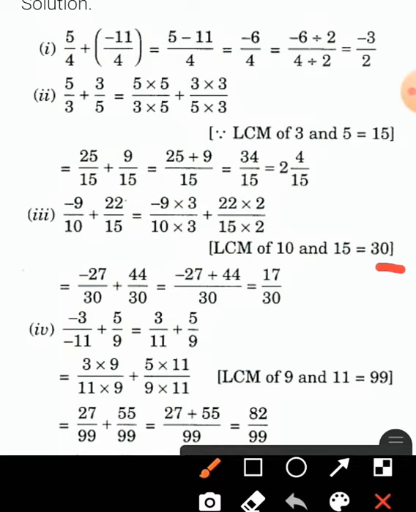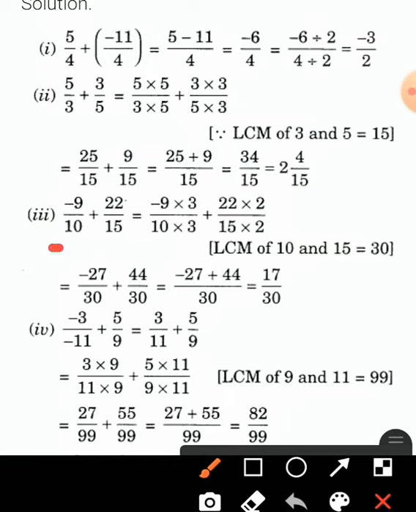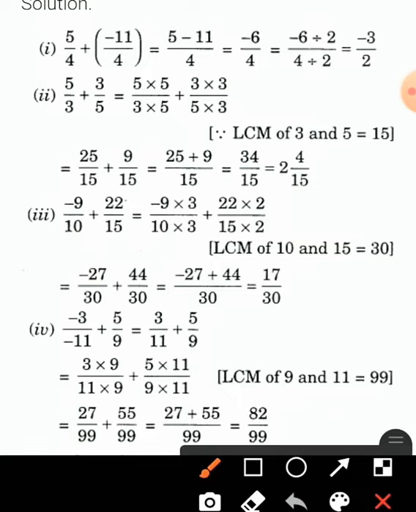So LCM 30 aya means both denominators should be 30. So first fraction is minus 9 upon 10. You have to just see the denominator. Denominator should be 30. Denominator ko 30 humko banana hai. 30 aana chahiye, right? Numerator can be anything. Here 15 is given. So here also we want 30. So now let us see how we will get it.